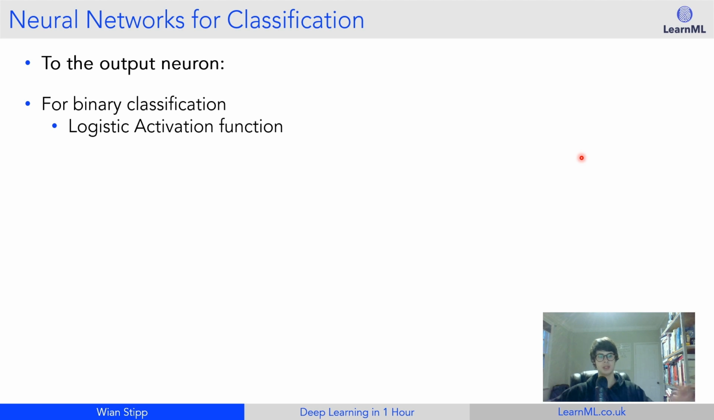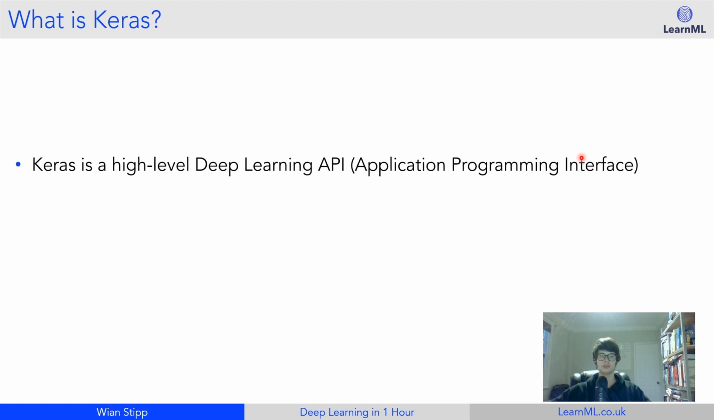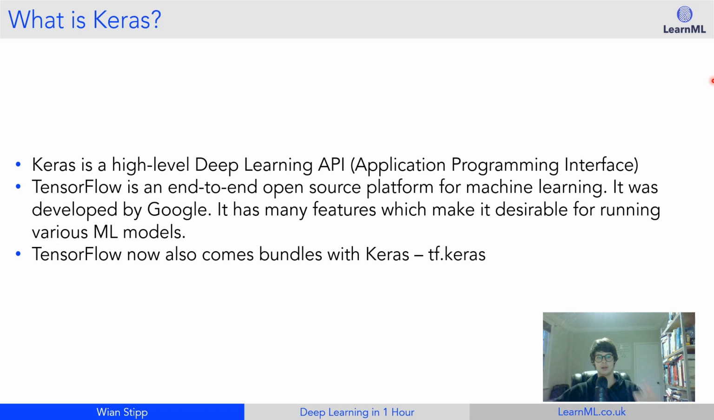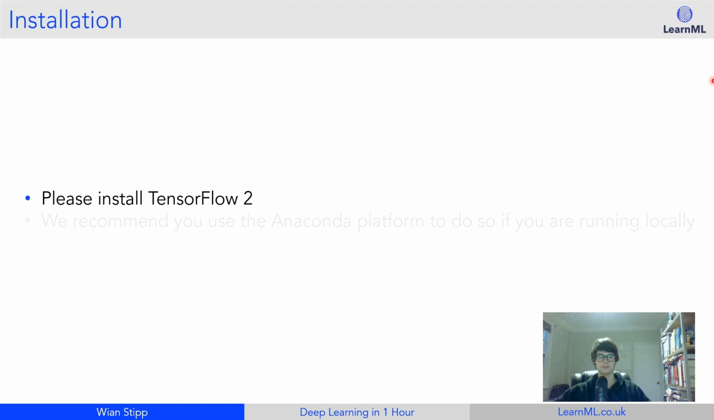All right, so we touched on which activation functions to use, so I can skip over this. Okay, what is Keras? Keras is a high-level deep learning API. TensorFlow, you've probably heard of if you've been in the machine learning space, was developed by Google, and it's an extremely good package for training and building deep learning models. Keras now comes bundled with TensorFlow, and you can access it with tf.keras.